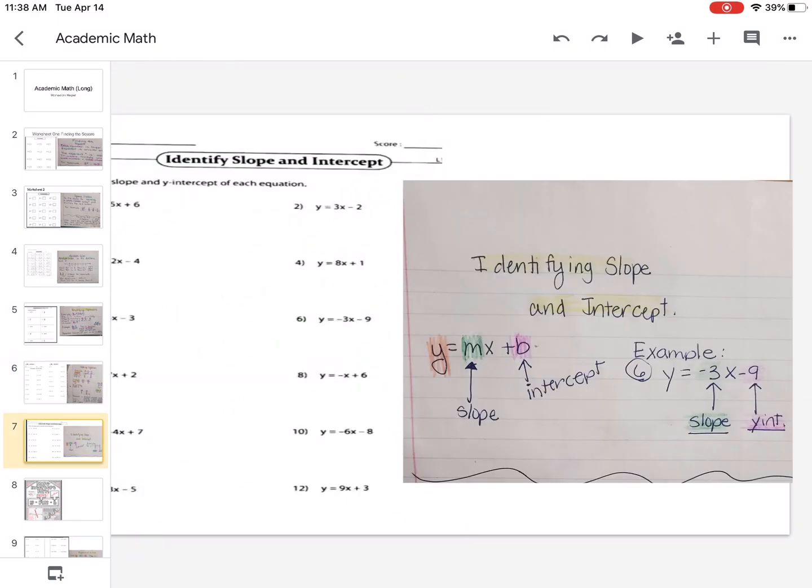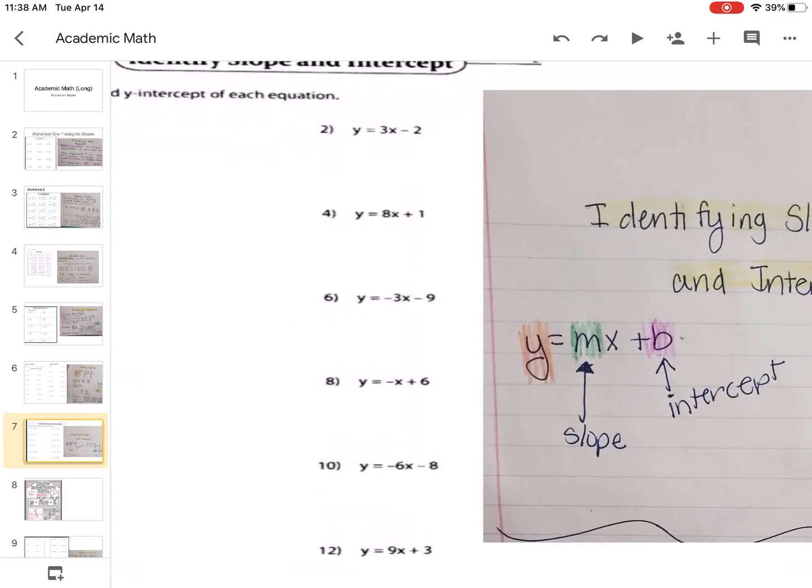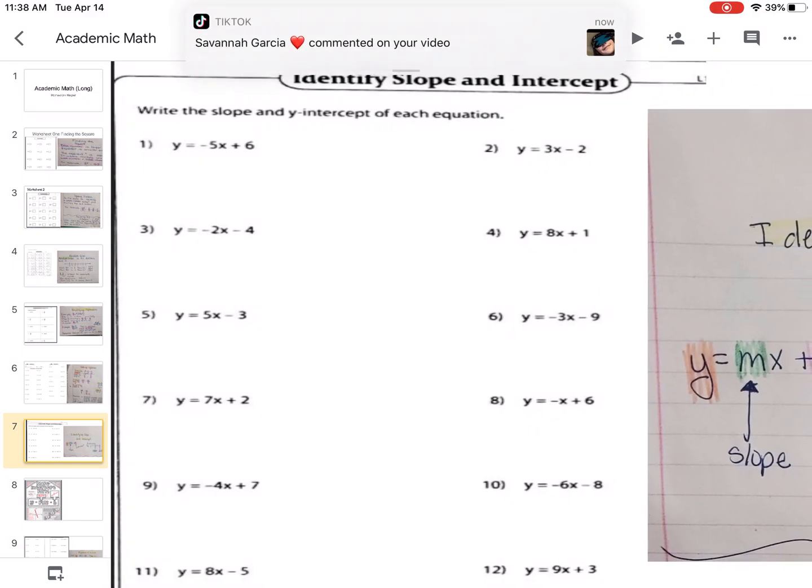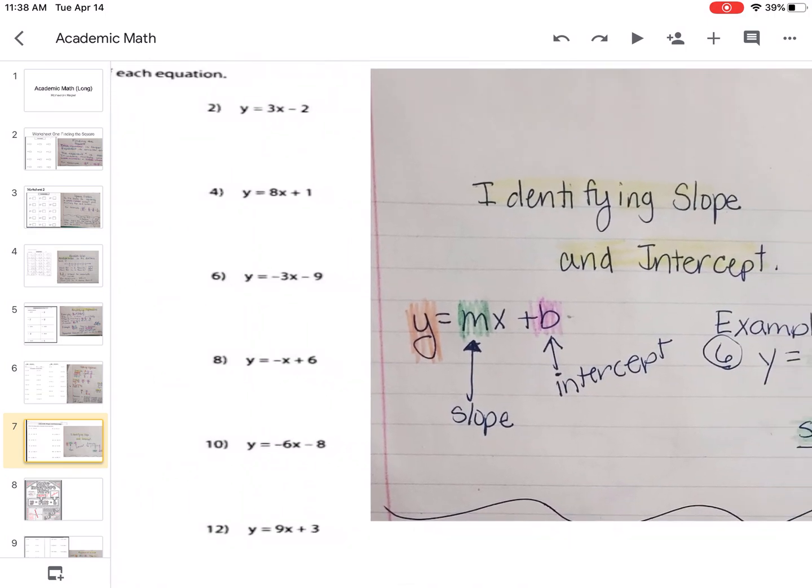Okay, now we're identifying the slope and intercept, okay? So it says write the slope and y-intercept of each equation. So basically, I'm just identifying them. I'm saying, what is the slope? What is the y-intercept? Okay, so let's do an example.